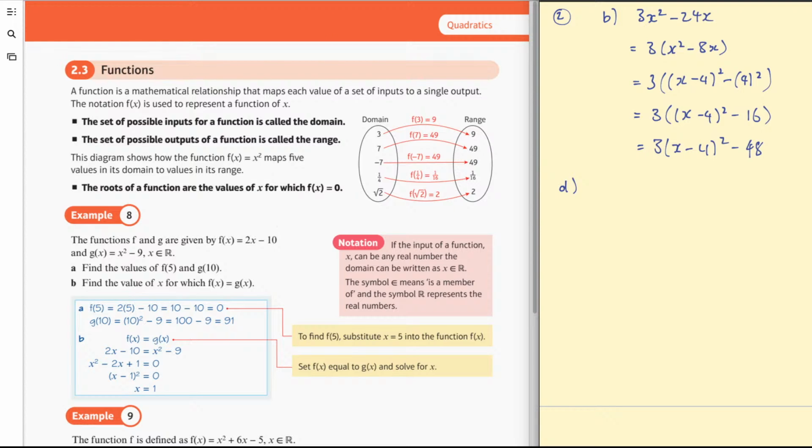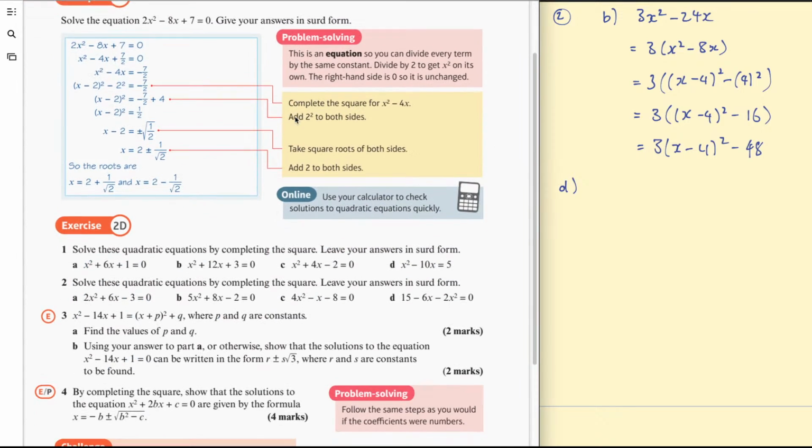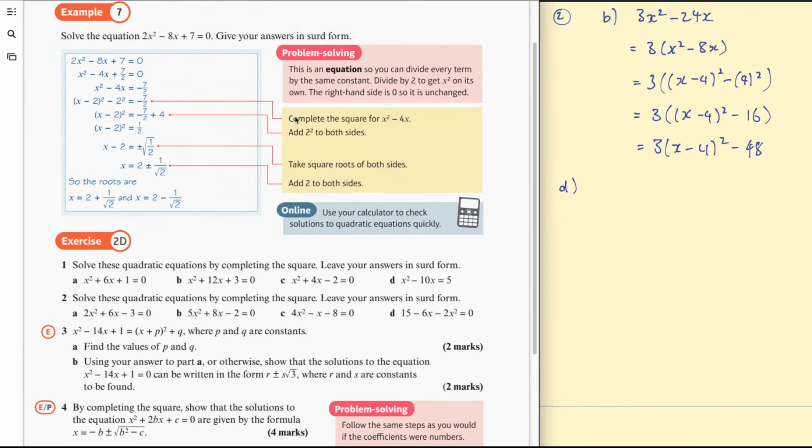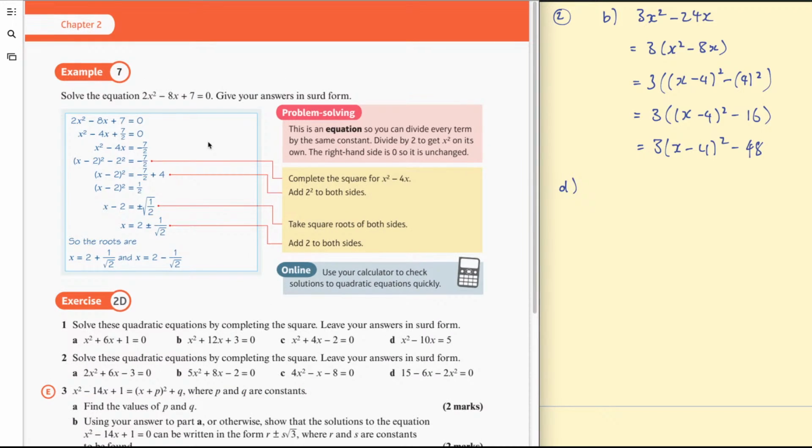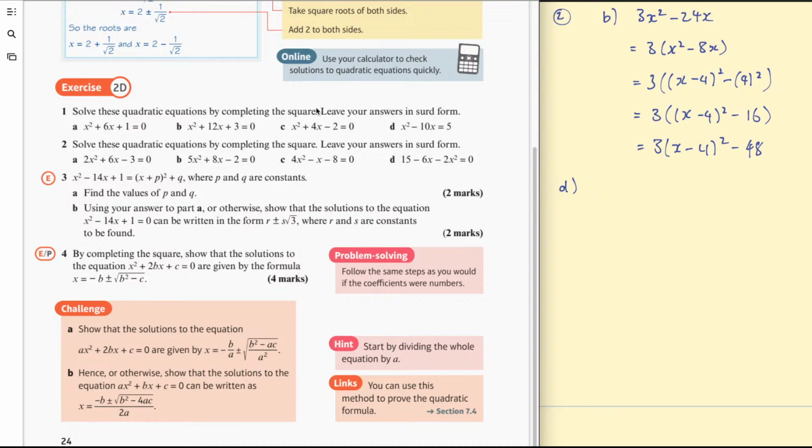Okay, so I was just thinking what I'm going to get up to. I might just work through this exercise, then exercise 2D, and that'll be it for today.